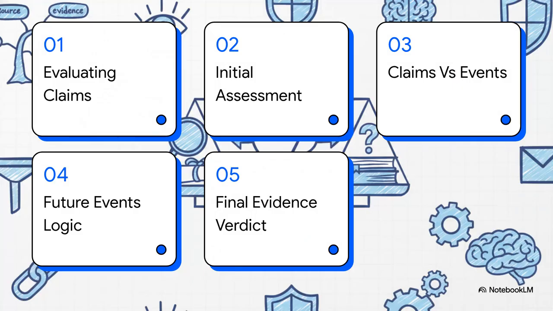So here's our roadmap for today's analysis. We're going to start by looking at how to evaluate historical claims. Then we'll run an initial assessment. After that, we'll break down the crucial difference between personal claims and world events, dig into the logic of future events, and finally, we'll lay out the final evidence verdict.